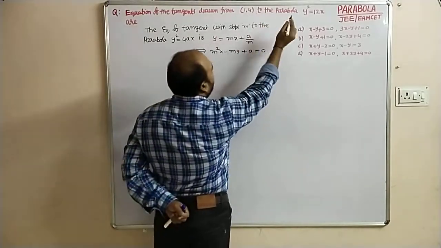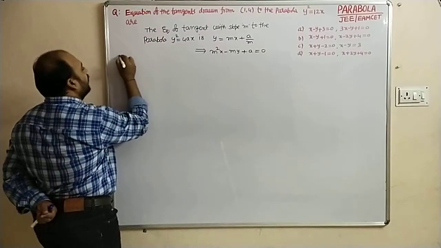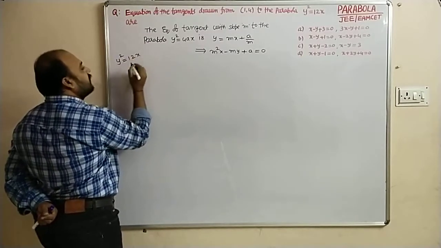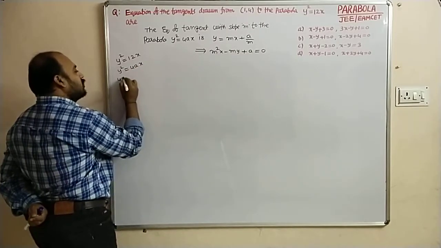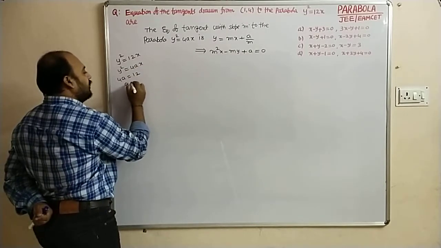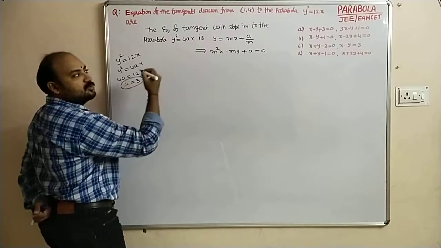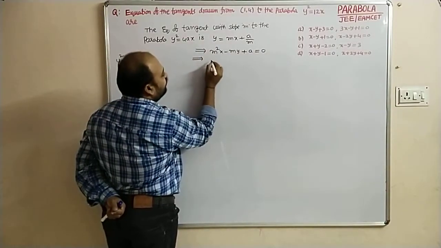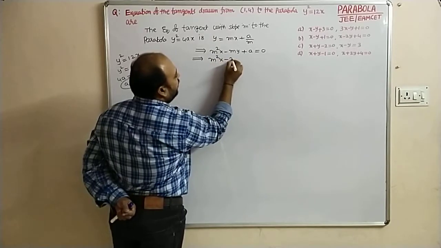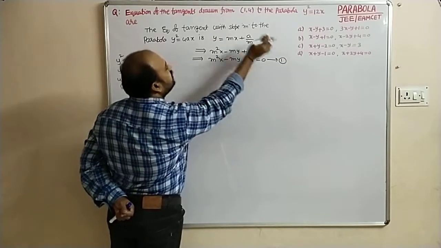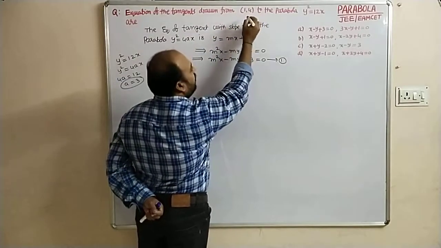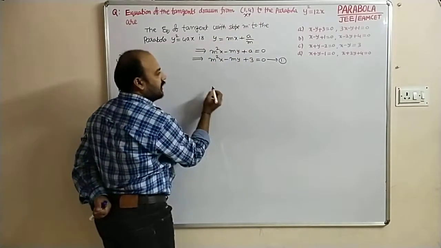What is the given equation of the parabola? y square equal to 12x. Compare this equation with y square equal to 4ax. 4a equal to 12, a equal to 3. So substituting the a value in this, you will get m square x minus my plus 3 equal to 0. Equation 1 is passing through which point? 1, 4. x and y are there.